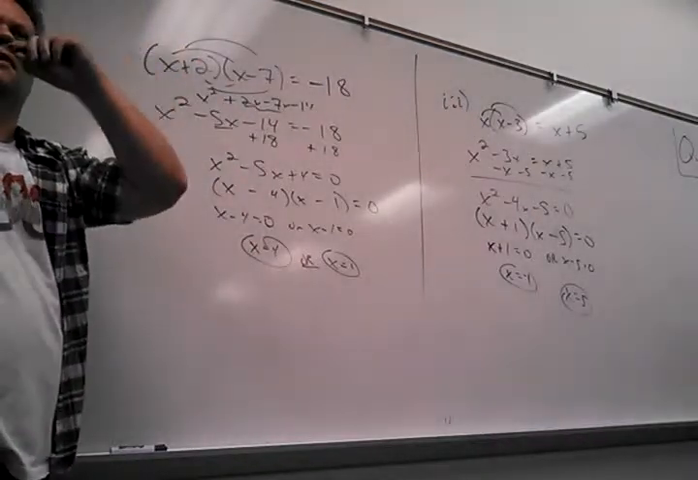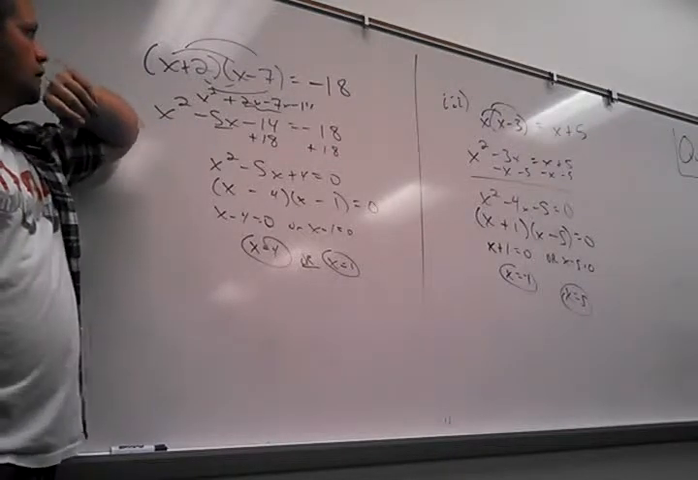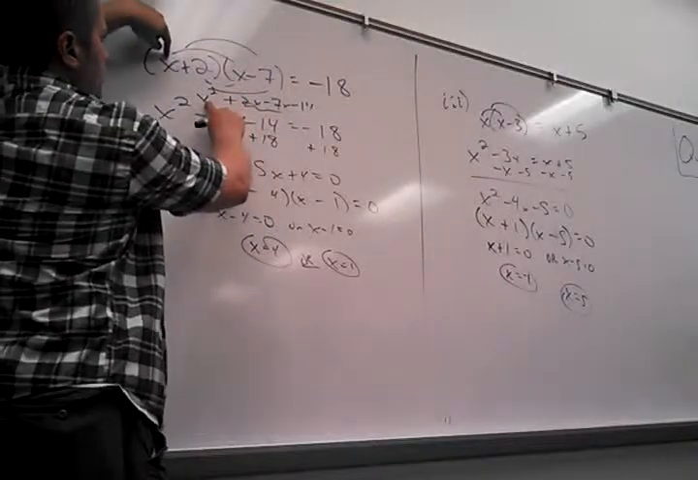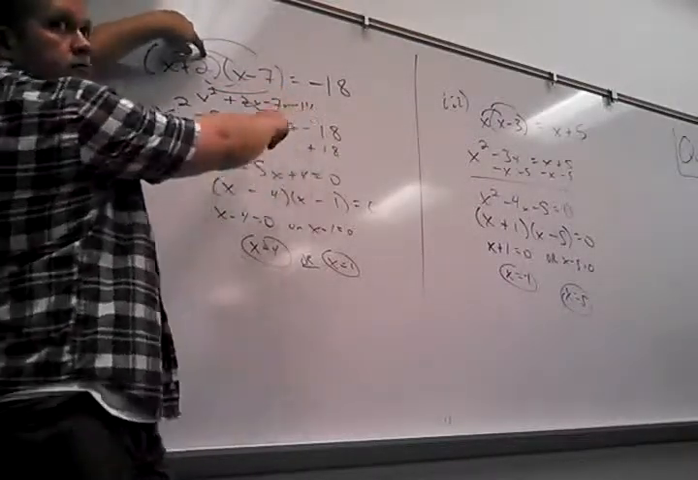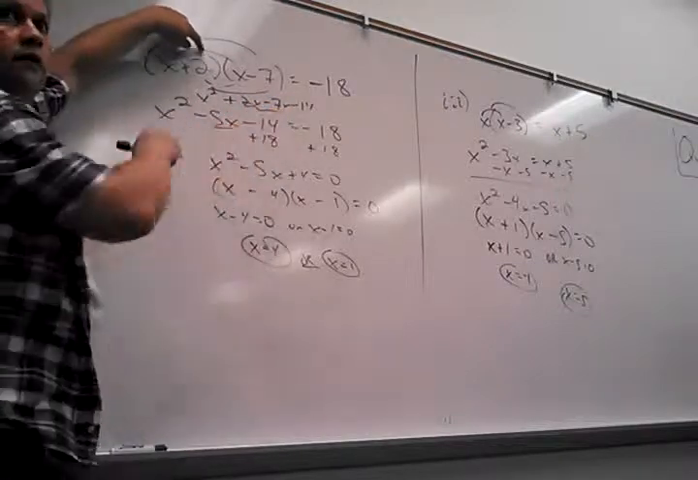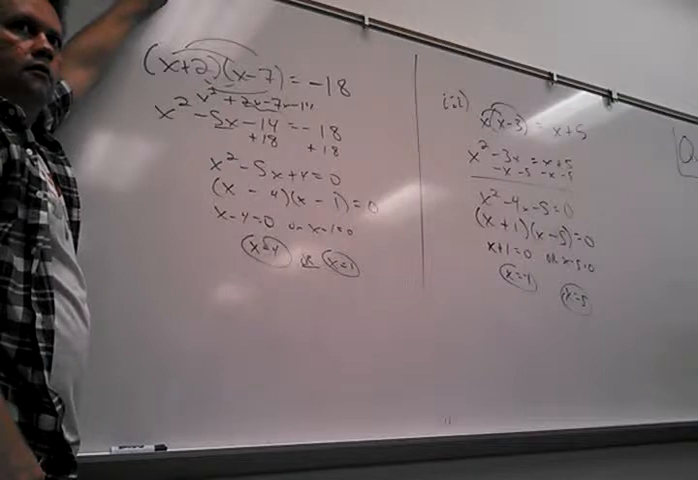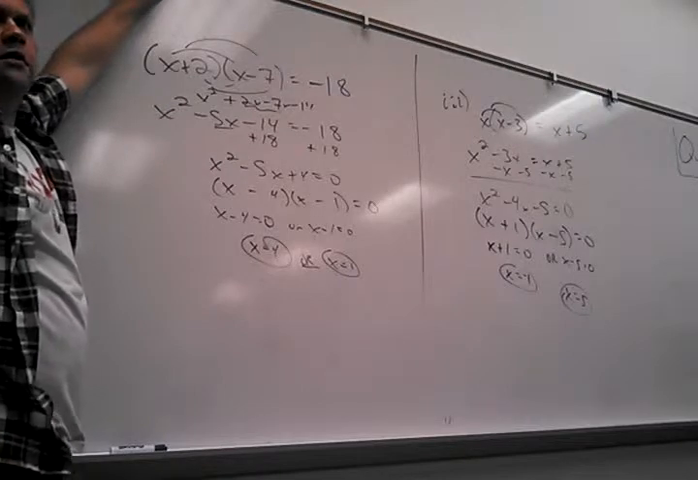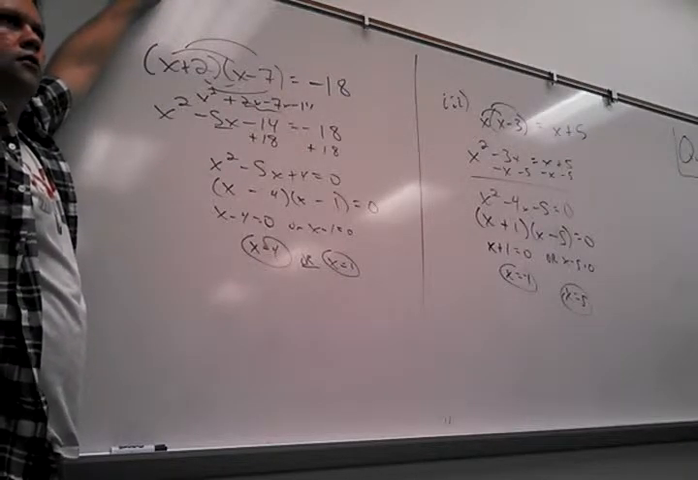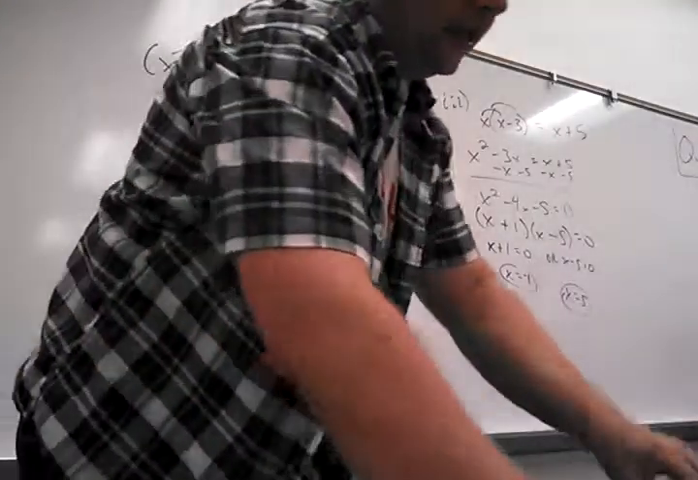Why do you get x squared minus 5x? So when you FOIL it, you get x squared plus 2x minus 7x minus 14. 2x minus 7x is negative 5x. Negative 7 plus 2 is negative 5. No, the bigger one's negative. Okay. Cool.